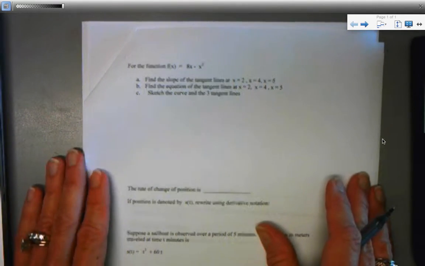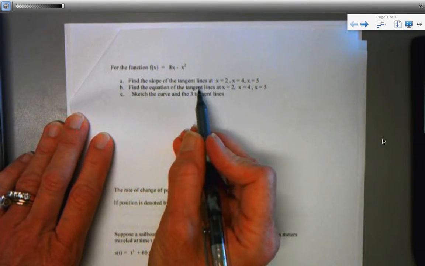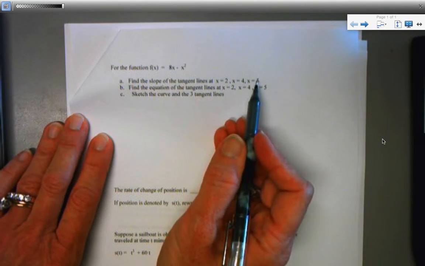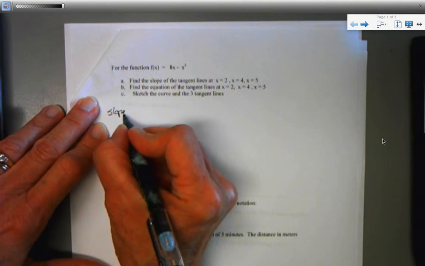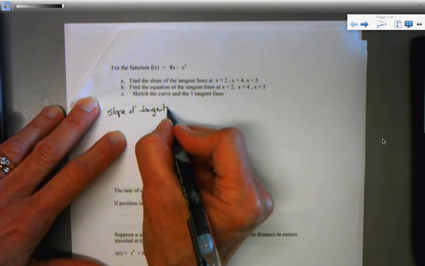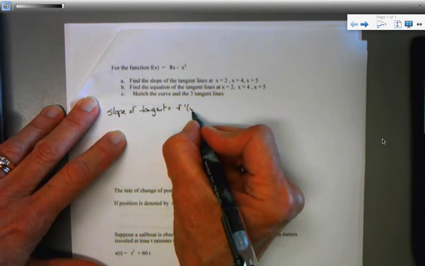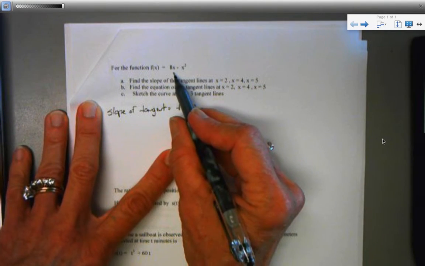And you have f of x equals 8x minus x squared. It says find the slope of the tangent lines at x equals 2, x equals 4, and x equals 5. So remember, slope of the tangent line equals the value of the derivative at that point. So let's find the derivative using the power rule.